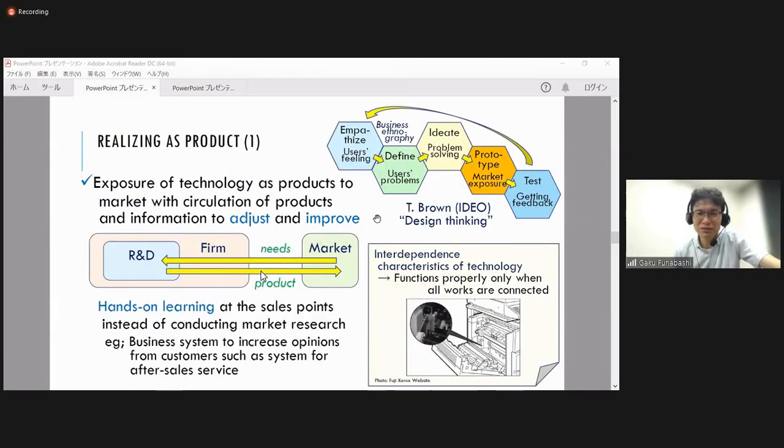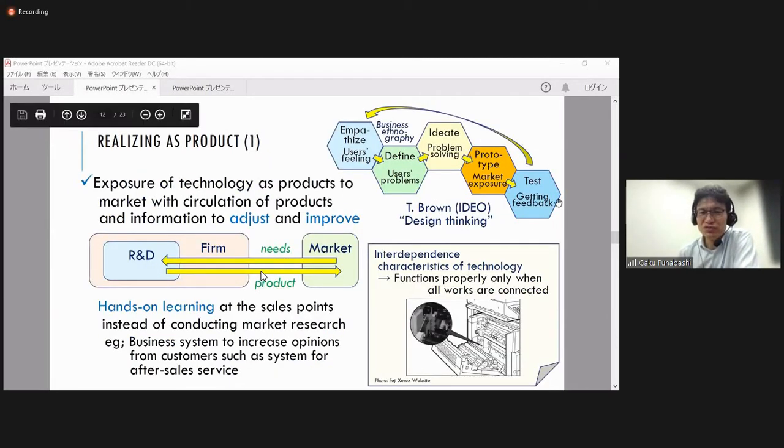And related to this second model, I want to introduce design thinking by Tim Brown, or one company called IDEO. That's an American company. They have a special kind of process, 5 steps for creating new ideas for new products or services. What are those 5 steps?